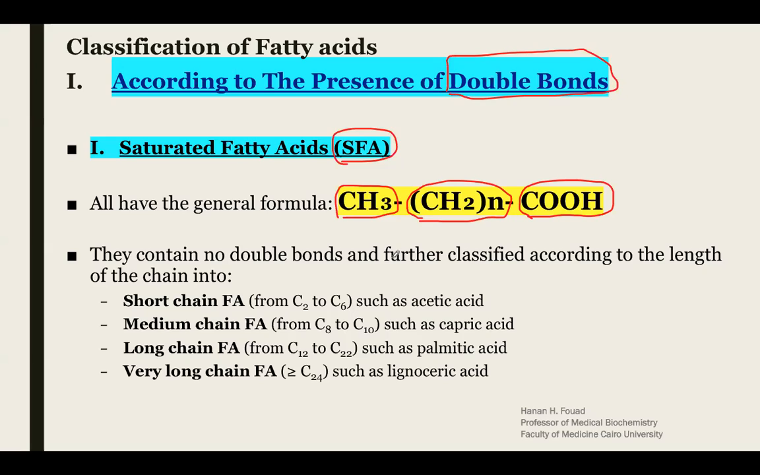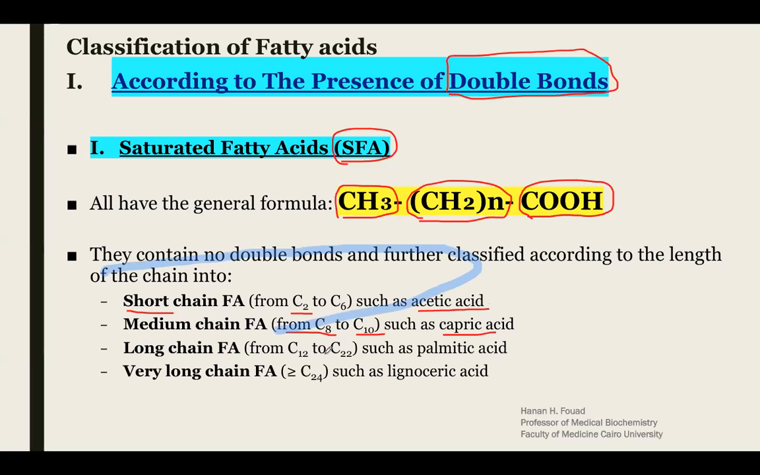According to the chain length or the number of carbon atoms, we classify fatty acids into short chain, which has 2 carbon atoms up to 6: 2, 3, 4, 5, 6. We have to know at least one example, acetic acid. Medium chain fatty acids have a number of carbon atoms from 8 to 10. They have 8 carbon atoms, 9, 10. The example is capric acid.